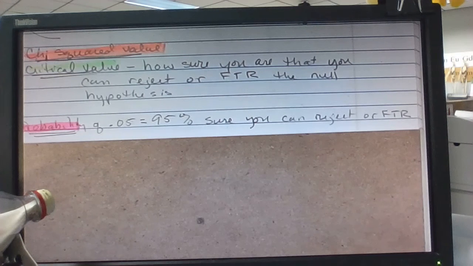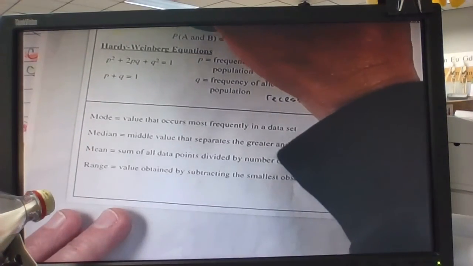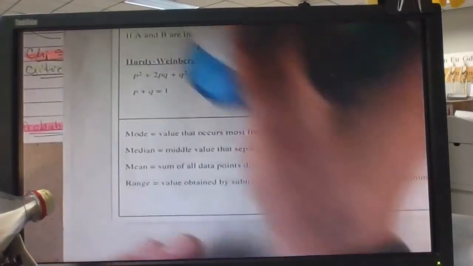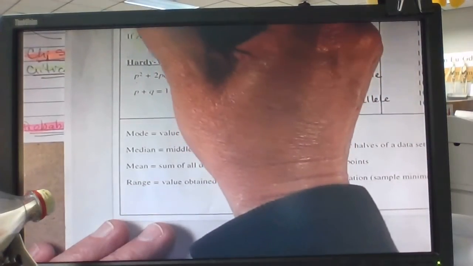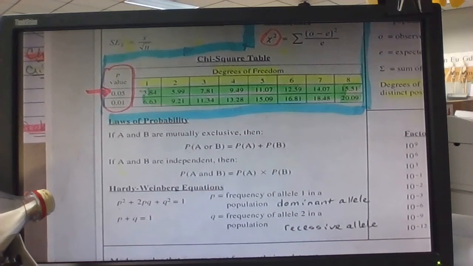And so for probability, that's the p-value on the data table. This is all information about the p-value, but I expect to always use the 0.05 p-value. I know on my problems it's always 0.05. However, it's entirely possible that you can see a 0.01. That's not out of the question.